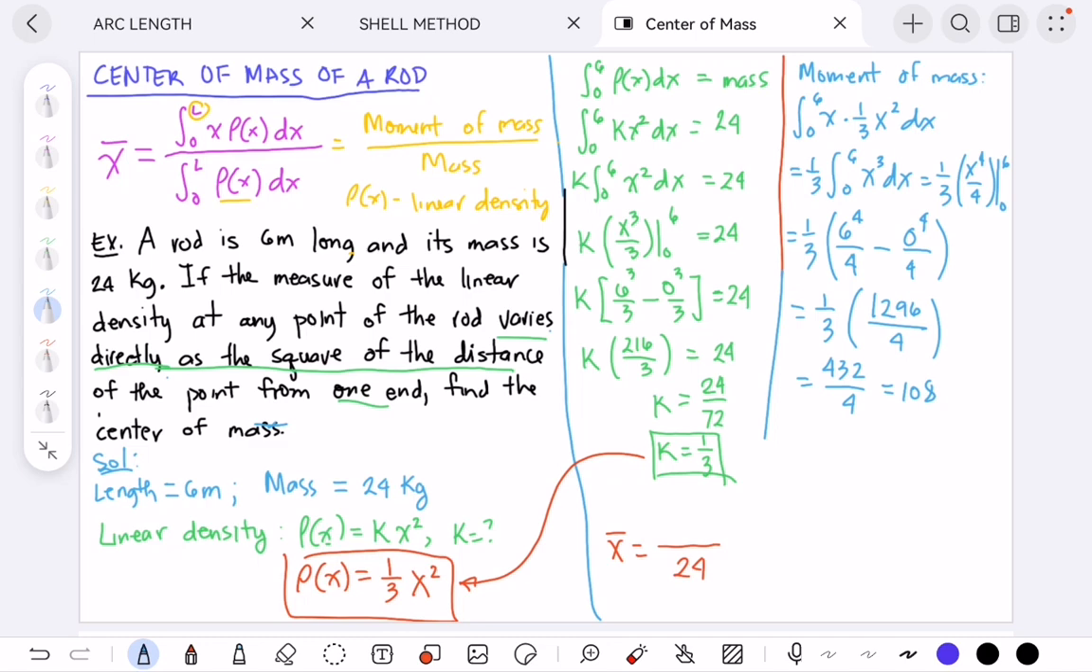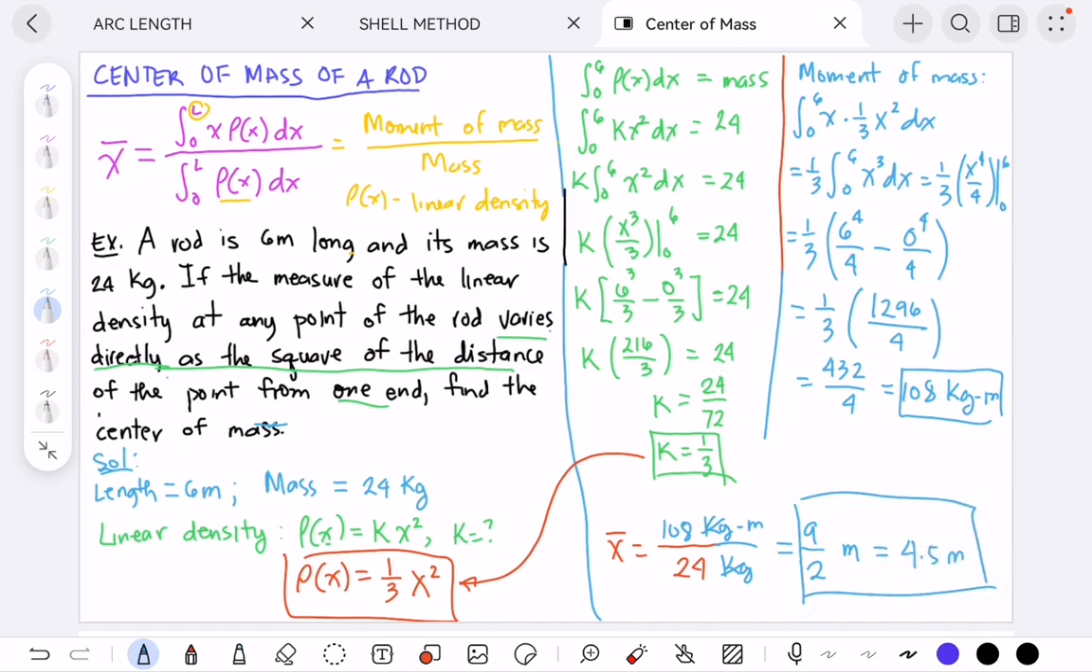So the unit is kilogram meter. This is the moment of mass. Therefore, this is 108 kilogram meters. The mass is 24 kilograms. So therefore, the center of mass is given by 9 over 2 meters, or 4.5 meters. This is the center of mass.